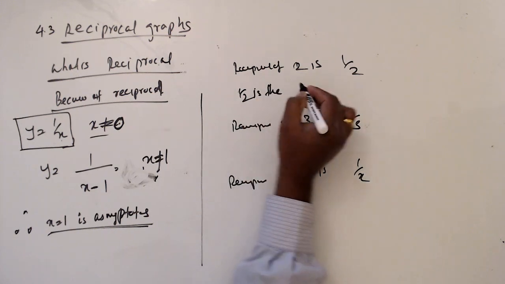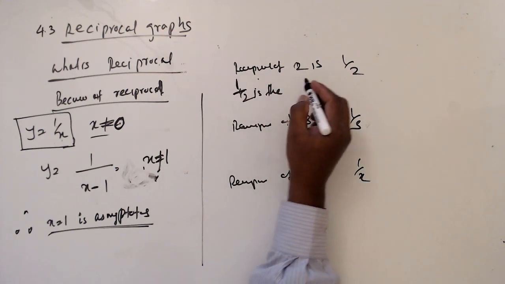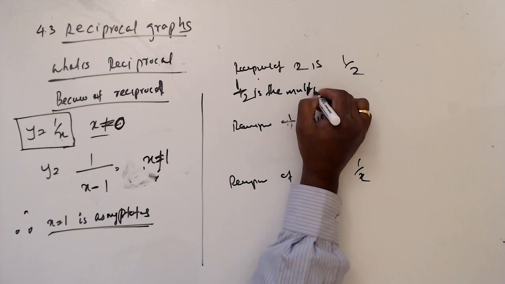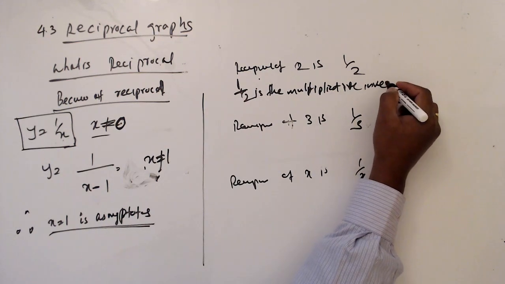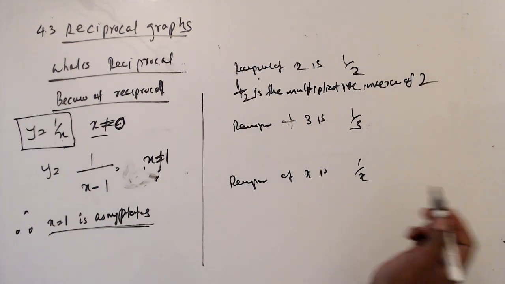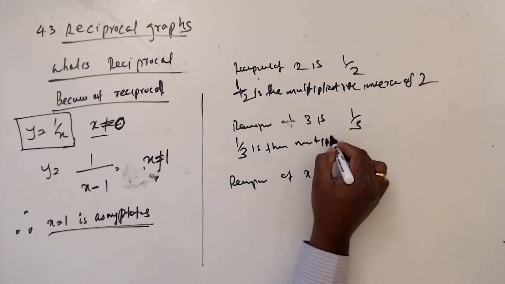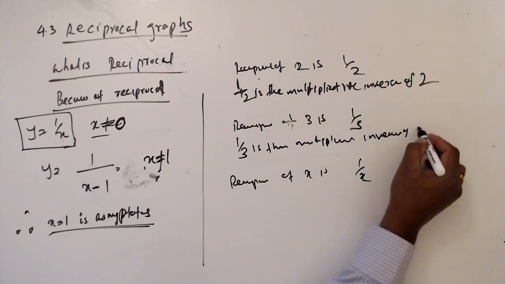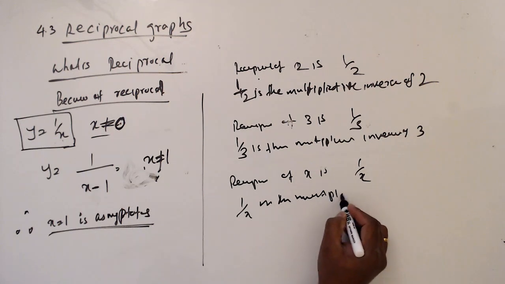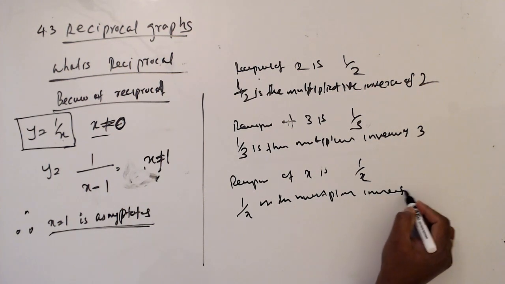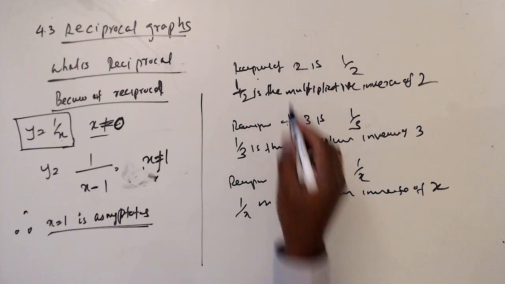So reciprocal of 2 is half, or you can write differently: half is the multiplicative inverse of 2. 1/3 is the multiplicative inverse of 3. 1 over x is the multiplicative inverse of x.